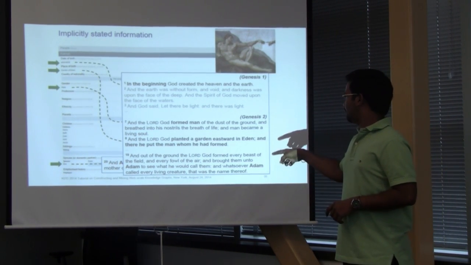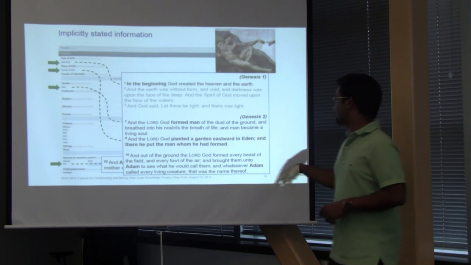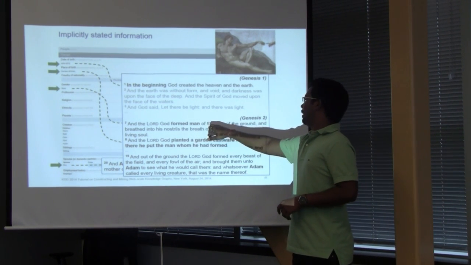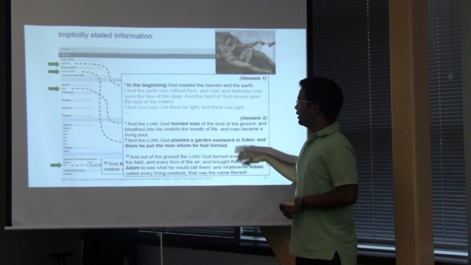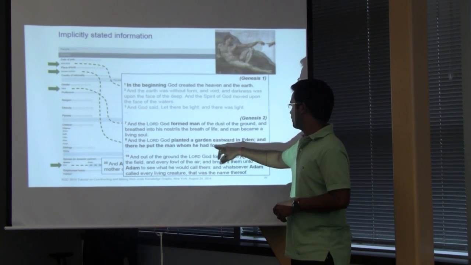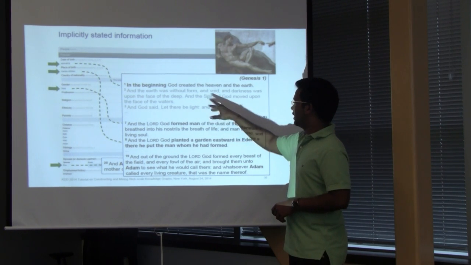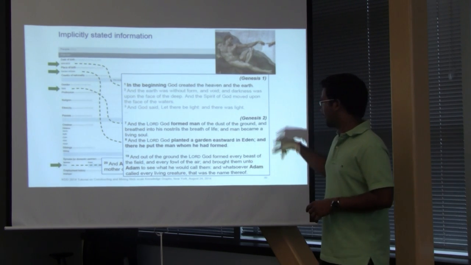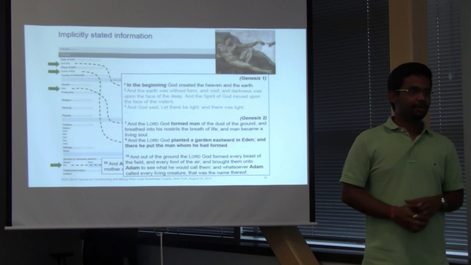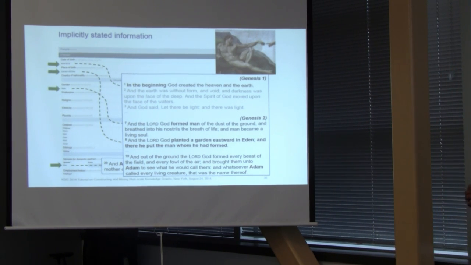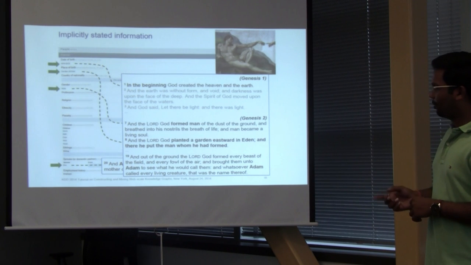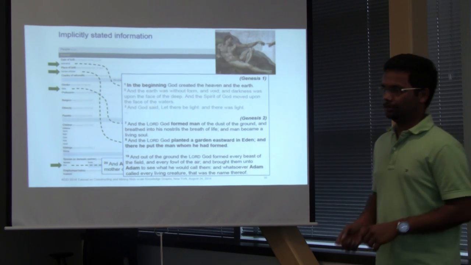So there are inferred facts from this text, like God formed a man, which is inferred as the gender male, and place of birth as Eden, and date of birth as the beginning. So these are all the facts that we can extract implicitly from the text. So these kinds of implicit statements cannot be directly extracted. They have to be inferred using vocabulary and explicit rules.